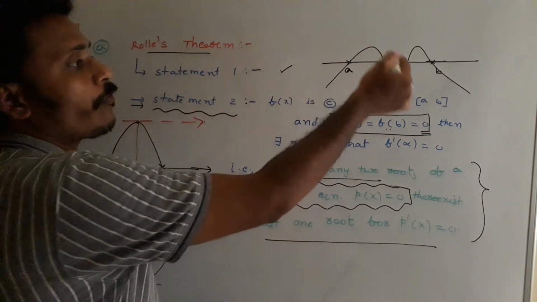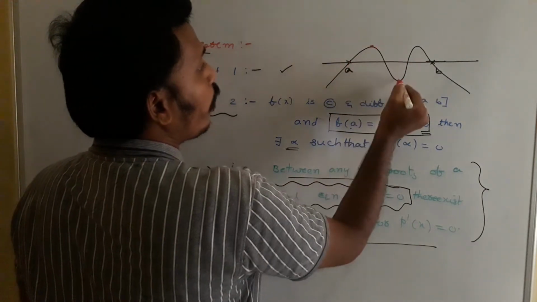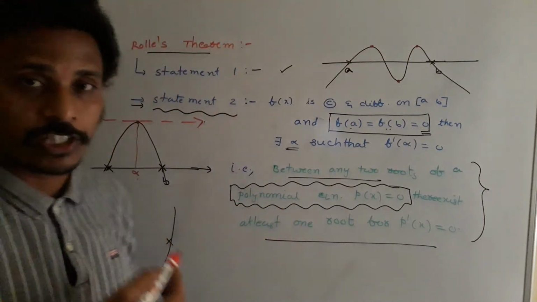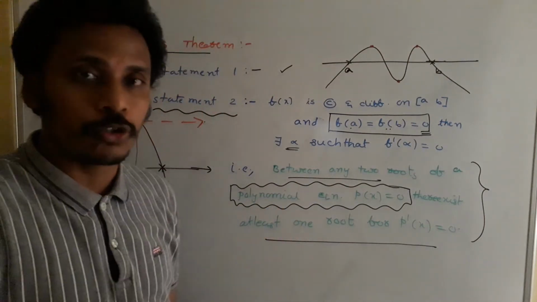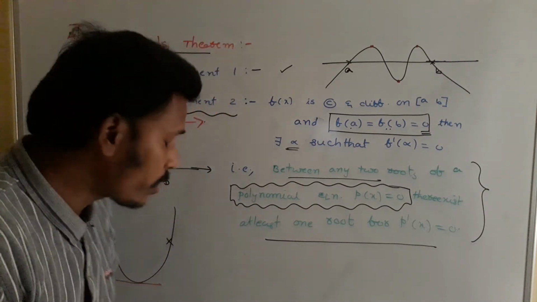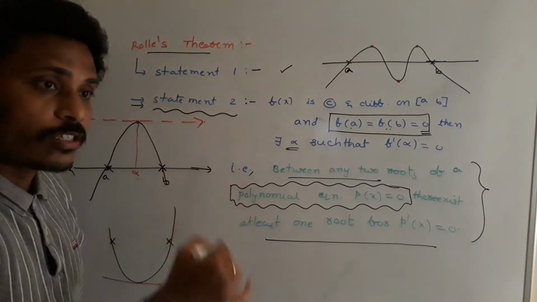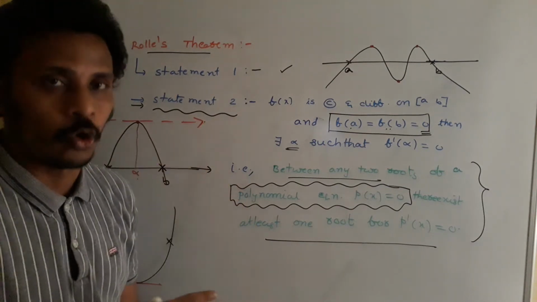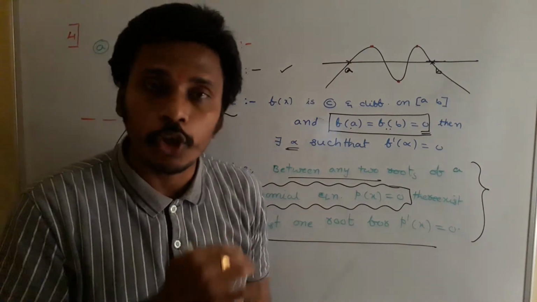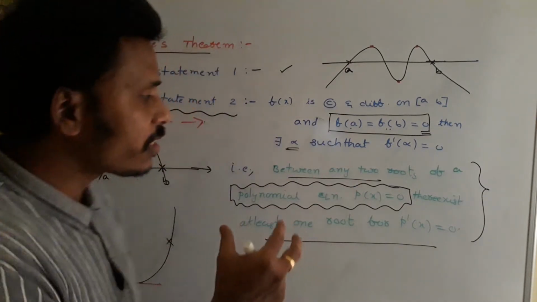Whereas if the graph of f of x or polynomial is like this, then in between a and b we have 3 points where the derivative of the given polynomial or function is 0. That means we will get 3 roots. Sometimes we will get 3 roots, sometimes 2 roots, sometimes 1 root. But the statement concludes that there exists at least one root if the function or the polynomial is continuous and differentiable between the roots of the given polynomial. Okay, this is statement 2.